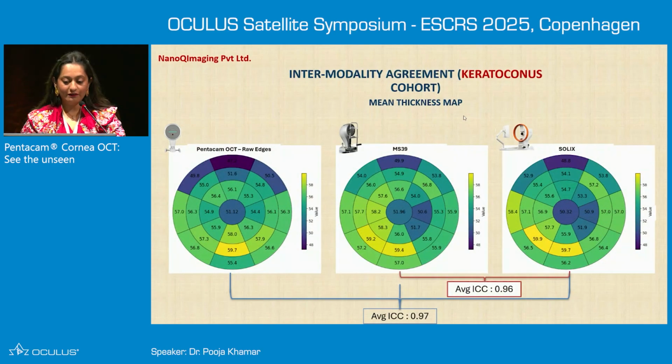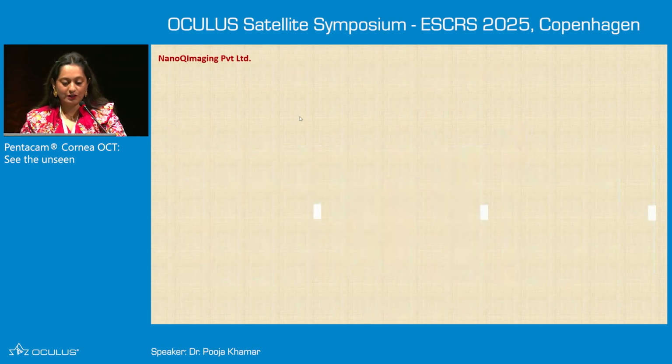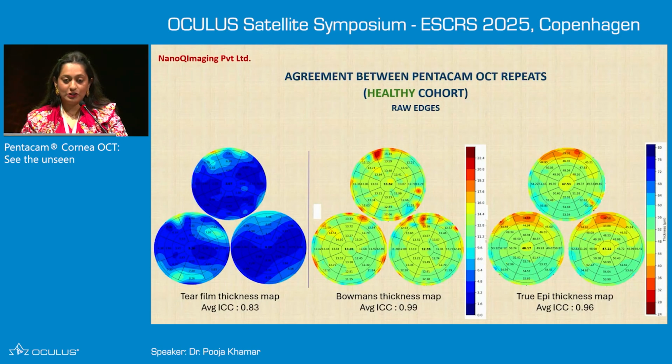And interestingly, even in keratoconus patients, when you probably start thinking that for epithelial thickness the repeatability may not be good, over here also you can see that the ICC of the Pentacam OCT was much better compared to the other 2 devices, which is 0.97. So this just shows that because of the better resolution, you are having a better ICC and repeatability amongst the other devices. And it's not just for the tear film, it is for the tear film thickness map, the Bowman's thickness map, and the true epithelial thickness map that you see.